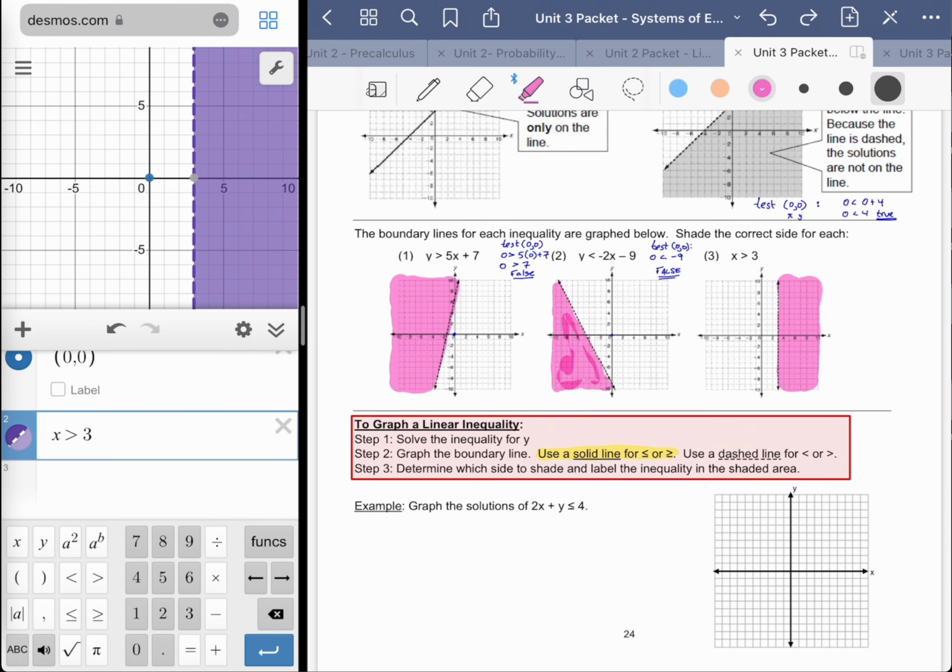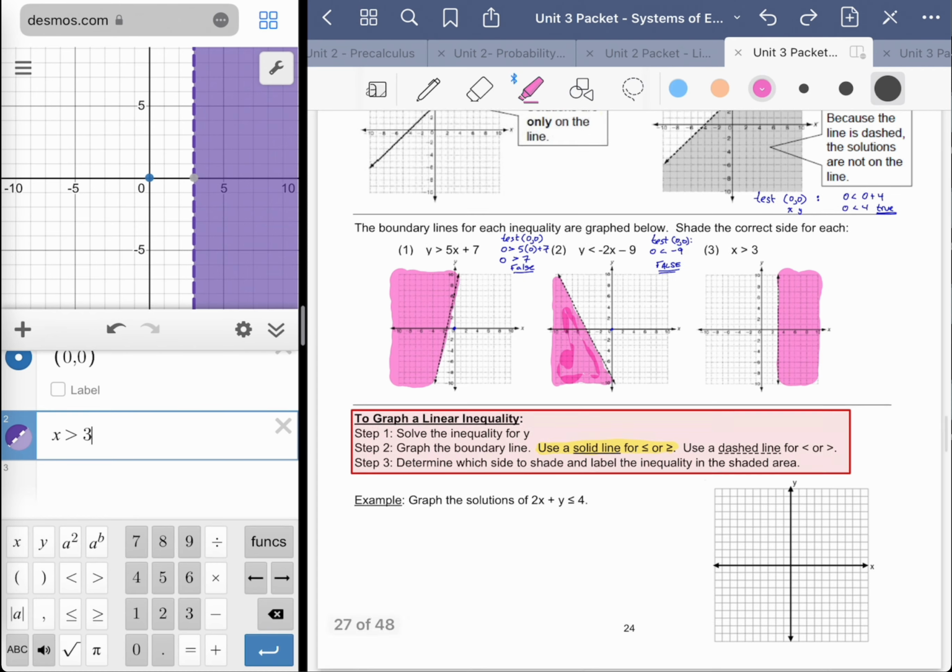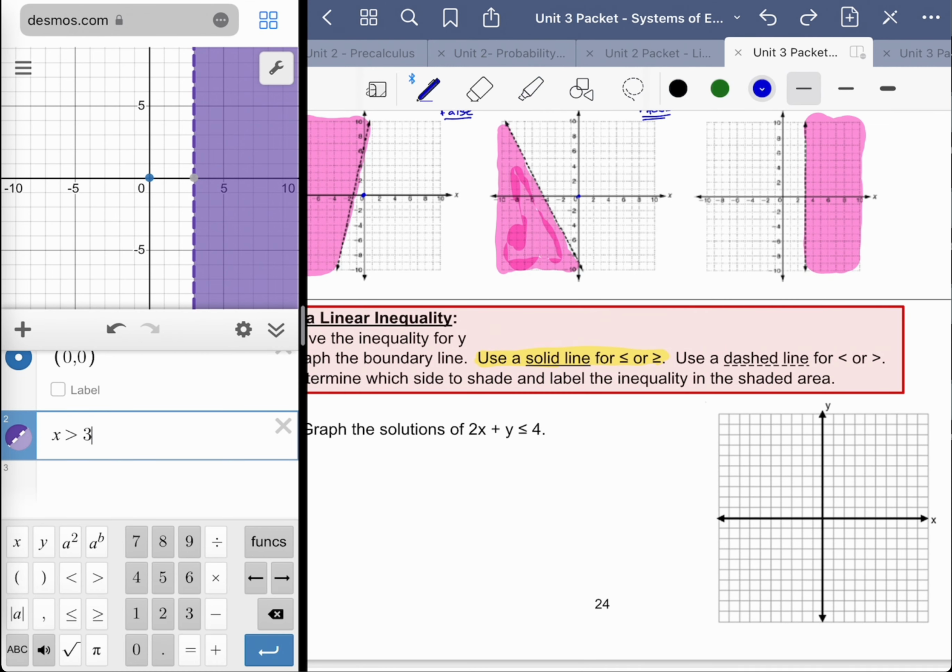And then the only real extension of this is, all right, you're given an inequality that's not solved for y. So we want to solve for y. All right, and this is the last one we're going to do together. Then I'll let you loose to do what you need to do. So subtract the 2x.